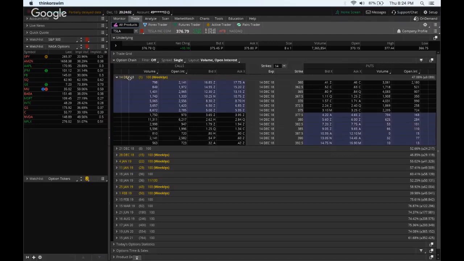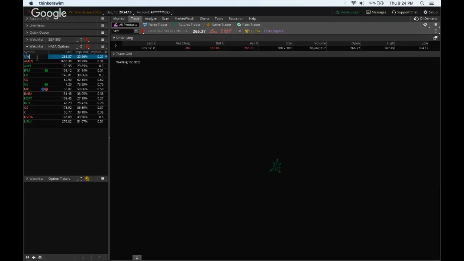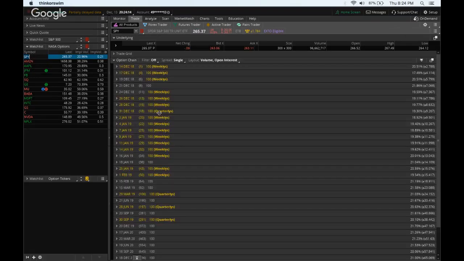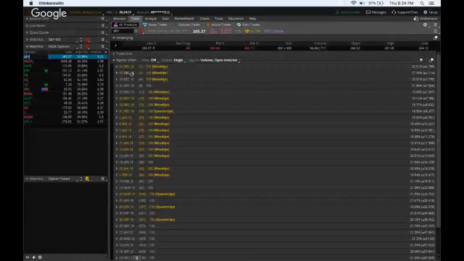So when I'm looking at the options table, I like to stay within 2 to 3 days from expiration, hopefully longer. I specifically like 4 days, especially when you have a variety, like in SPY. I like to pick 4 days out.